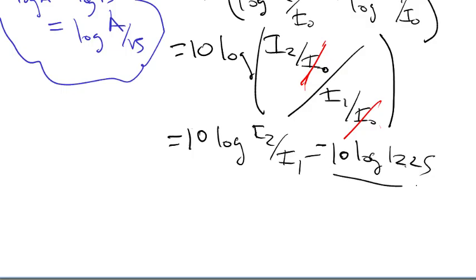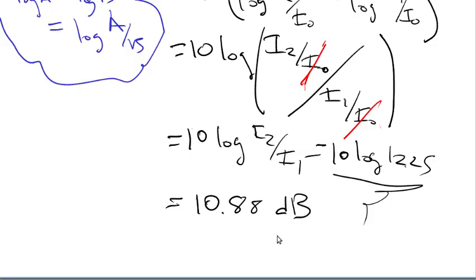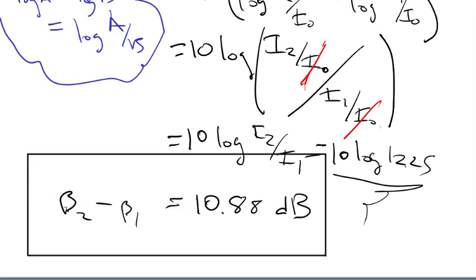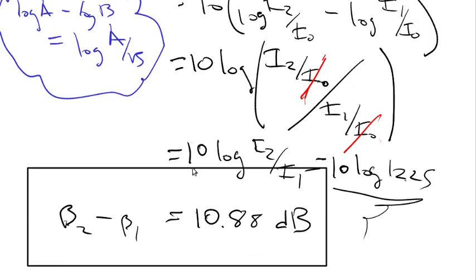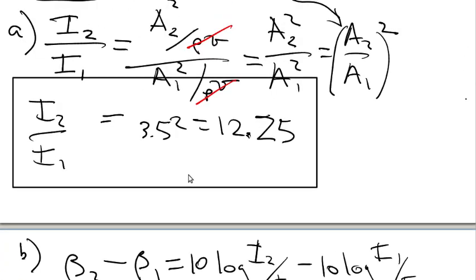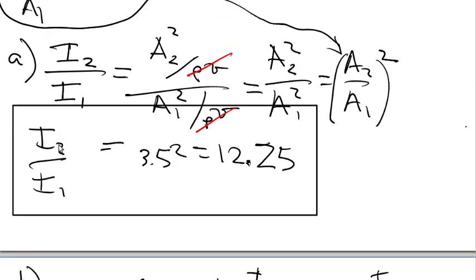This is all numbers, so you can use your calculator. And when you do, base 10, you should get 10.88. This is in decibels. Sound levels are in decibels. That's part B. The difference in sound levels is 10.88 decibels, and the factor change in sound intensities is 12.25.